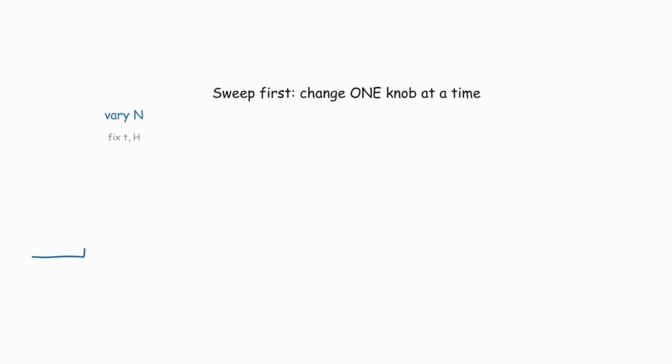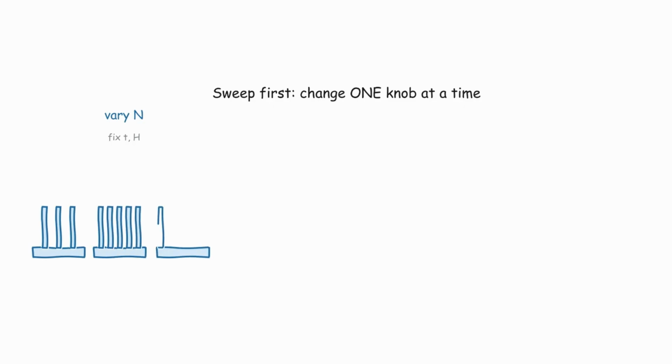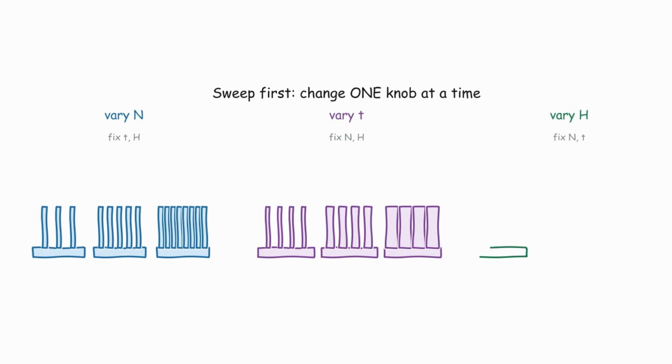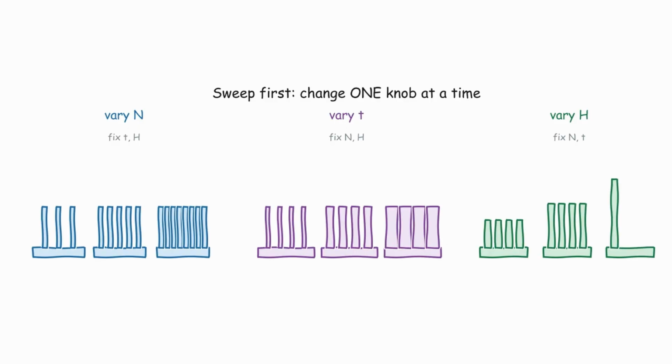We change one knob at a time and hold the other 2 fixed. Sweep the number of fins while thickness and height stay put. Then sweep thickness, then height. 5 values each. It's cheap intuition before the expensive search. It tells us which knobs actually matter and roughly which direction is better.